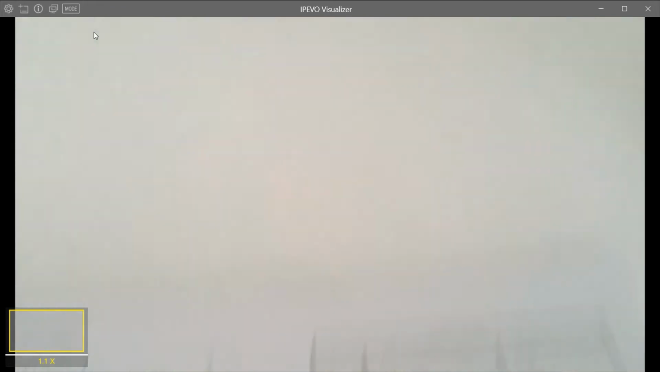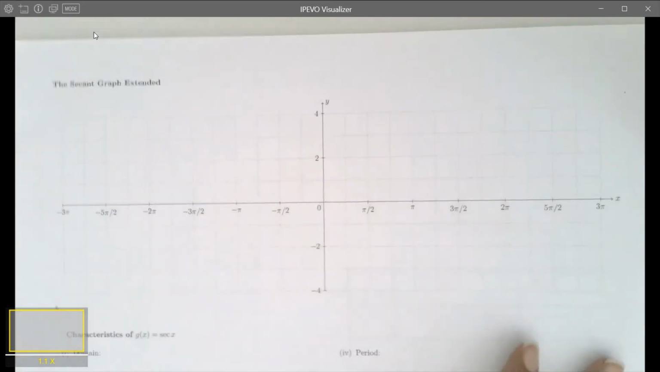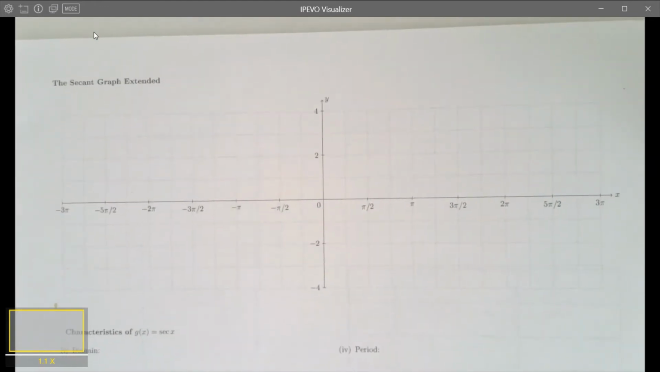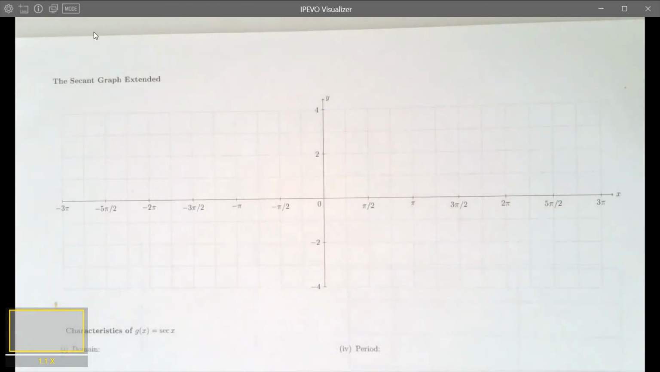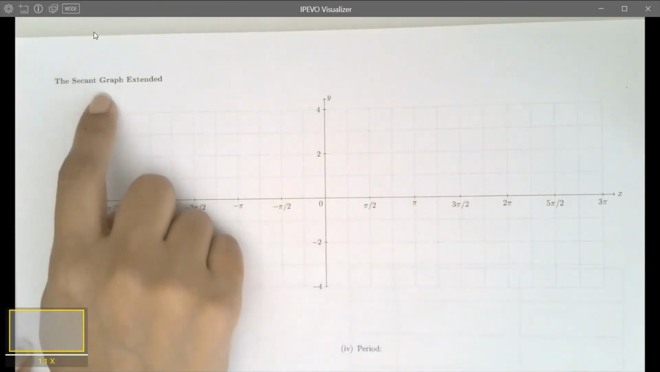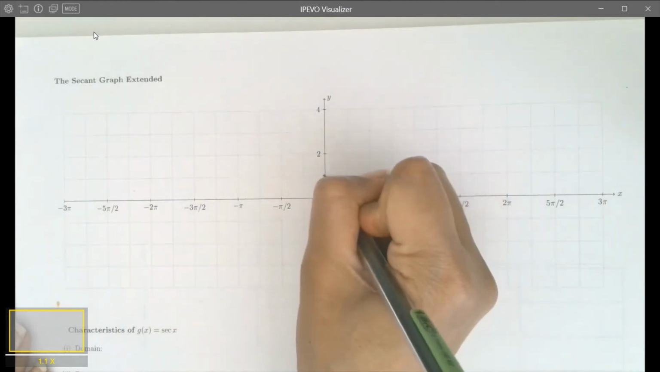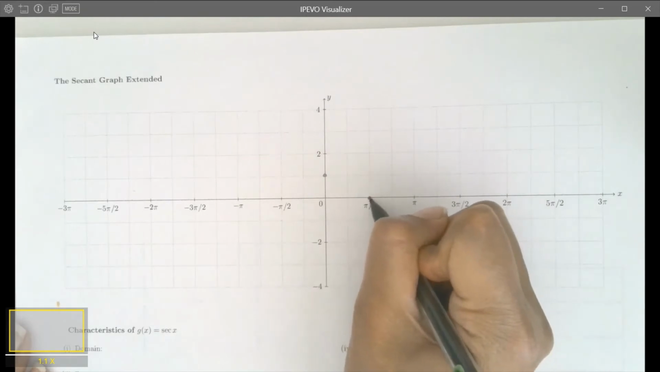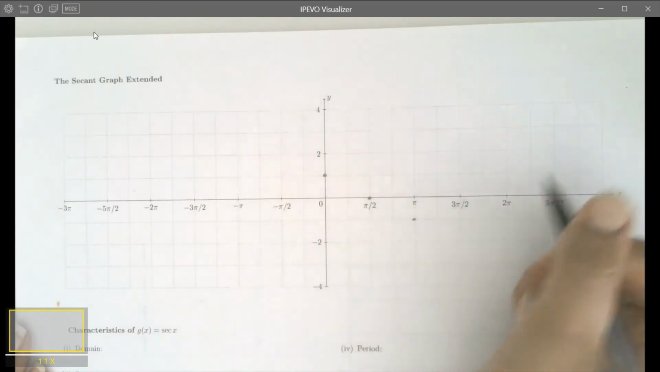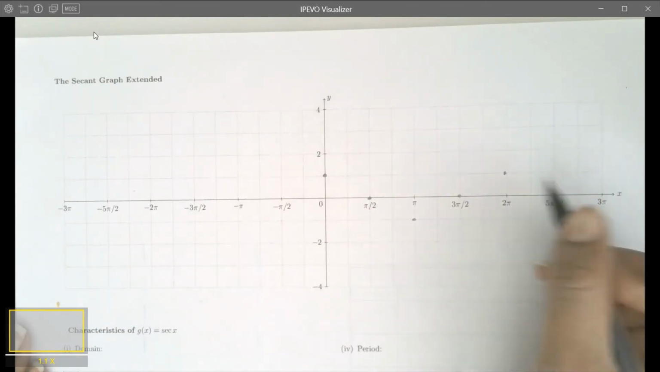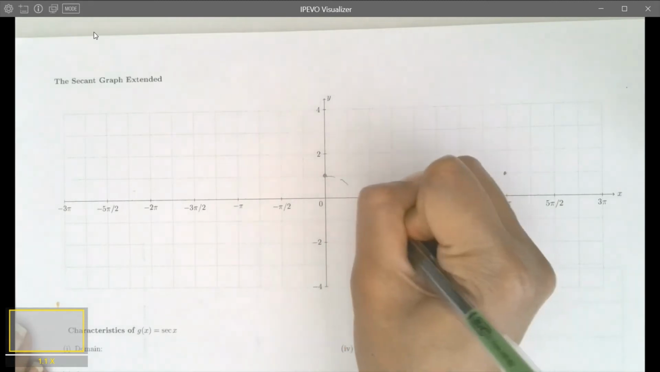So let's extend that. We're going to use the same tip that I gave you for the graph of cosecant, meaning we start by drawing the reciprocal function as a reference. For secant, the reciprocal function is cosine, so we'll draw cosine first. Cosine passes through the points 0, 1; pi over 2, 0; pi, negative 1; 3 pi over 2, 0; and 2 pi, 1. That's one complete cycle of cosine.